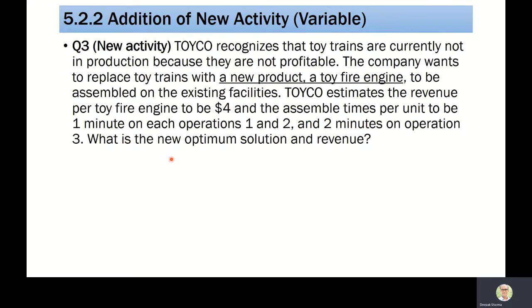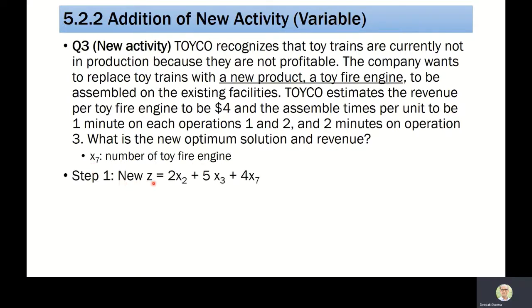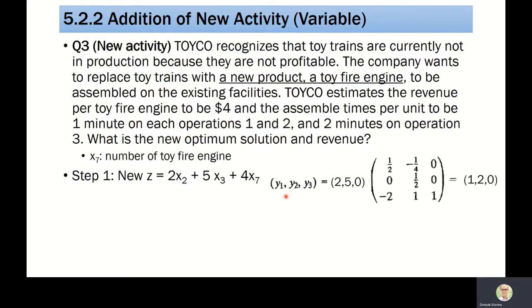Now reading this particular statement, you can see that we are bringing a new product. When we are bringing a new product, this is going to be a new activity for us, or we can say a new variable for us. So let us assume that we are taking x7 as the number of toy fire engines. So this is a new variable for us. So step 1 is, let us find out the new Z: 2x2 plus 5x3 plus 4x7. Now x1 is removed, so we are going to make these 3 toys. So step 1 I can identify. Now you remember that in the optimum simplex table, x2 and x3 are basic and x6 was basic.